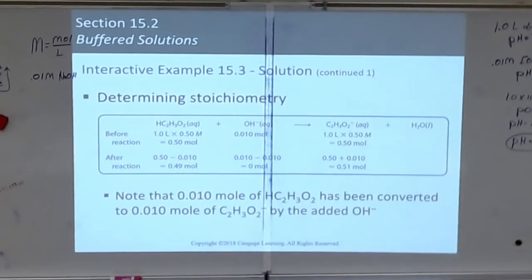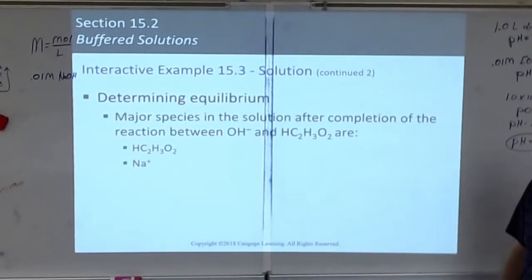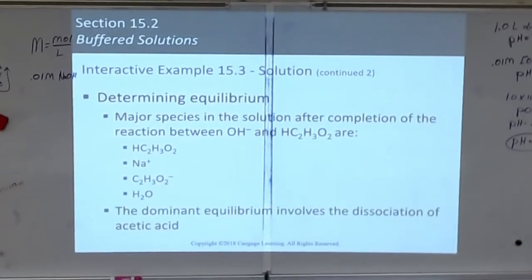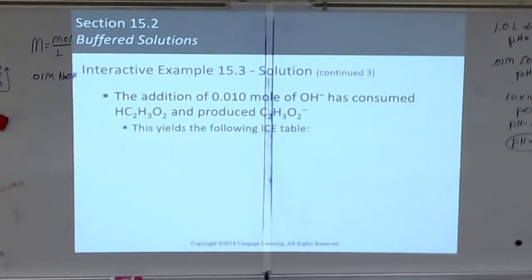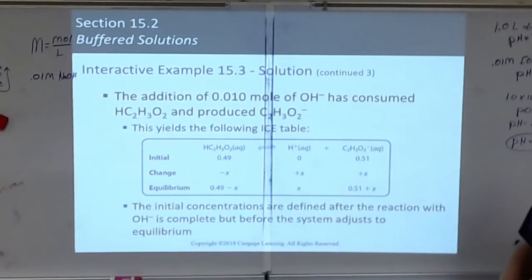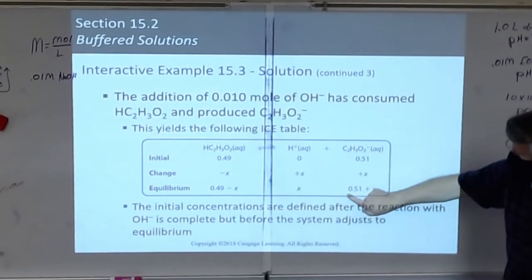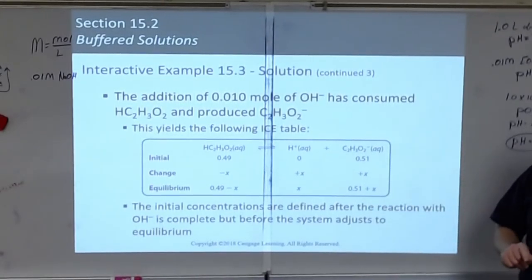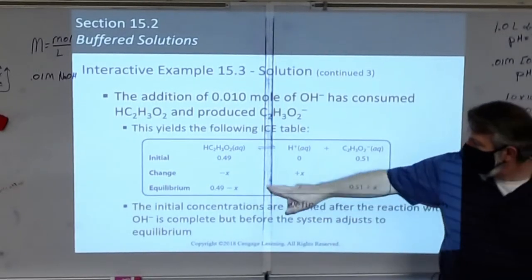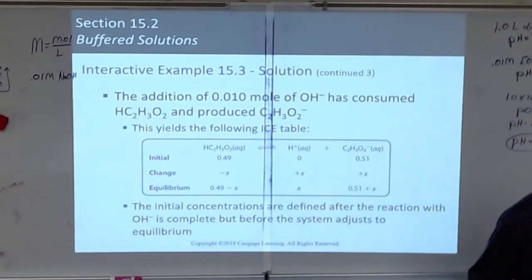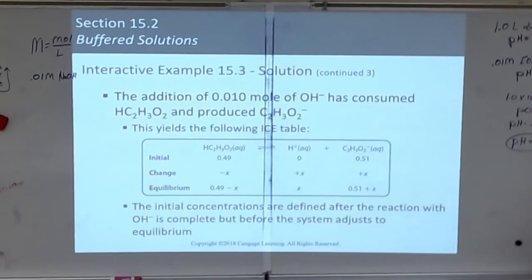So now I'm going to do the math all over again. We're going to do the math just like before. The dominant equilibrium is going to be the dissociation of the acetic acid. And here's our new RICE table. In the previous example, we were 0.50 minus x, x, and 0.50 plus x. In this example, though, we've converted 0.01 moles of the acetic acid into the acetate. So basically, we've got a little extra acetate and a little less acetic acid. This is after we've reacted the hydroxide, before it goes to equilibrium. So now can you take those new numbers, plug them into your mass formulas, and go?